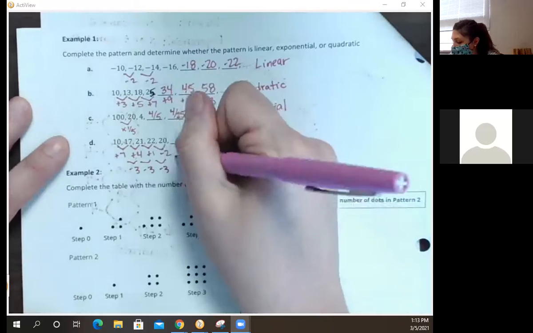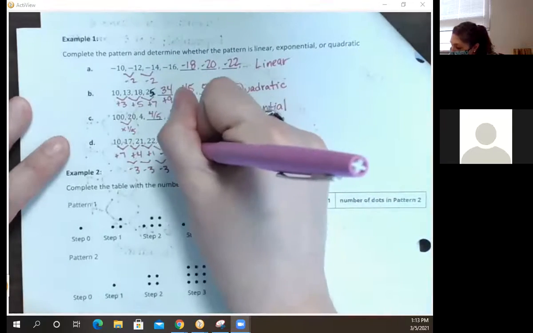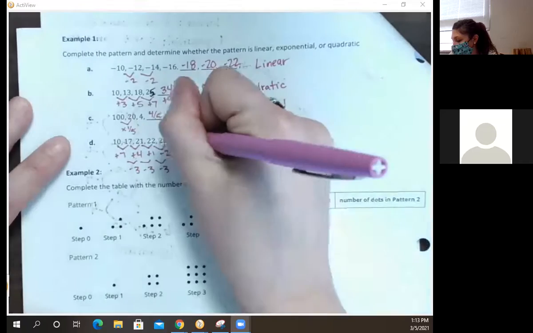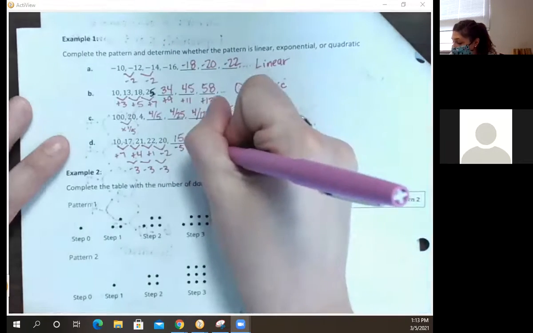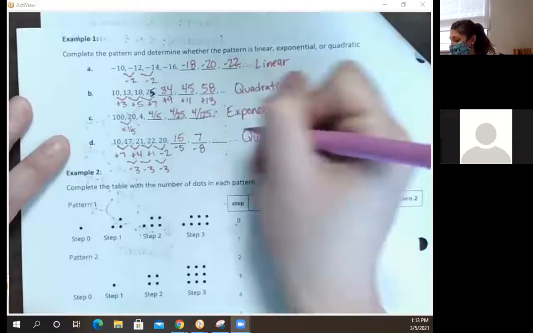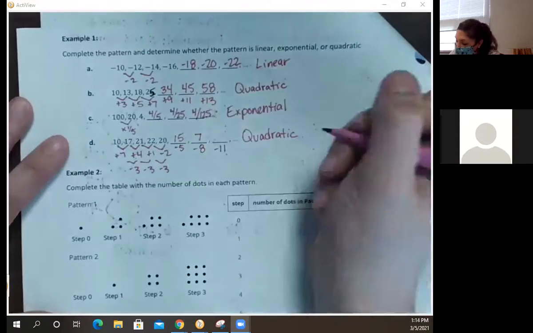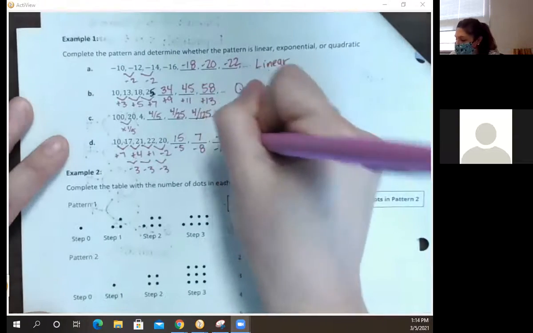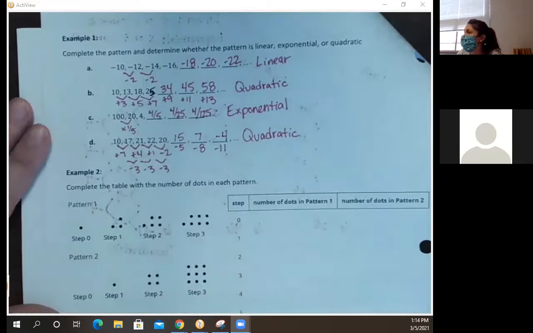So the next number would be -2 minus 3. So I'm going to subtract 5. That would give me 15 here. And then I would subtract 8, giving me 7. And then I would subtract 11, which would give me -4. Questions for me on the first example on page 2?